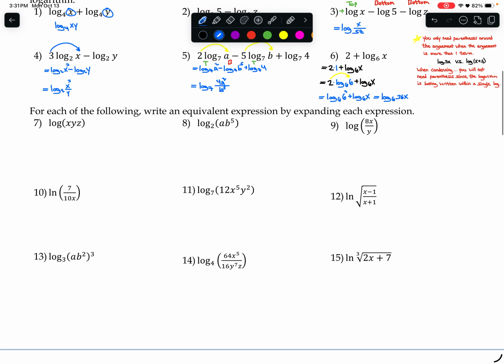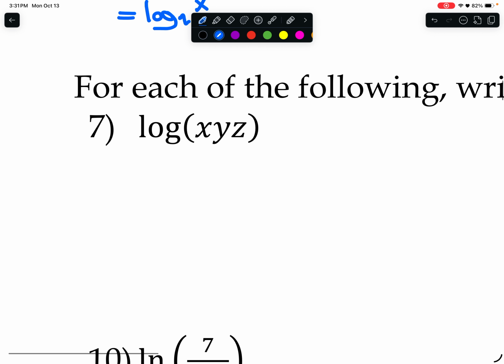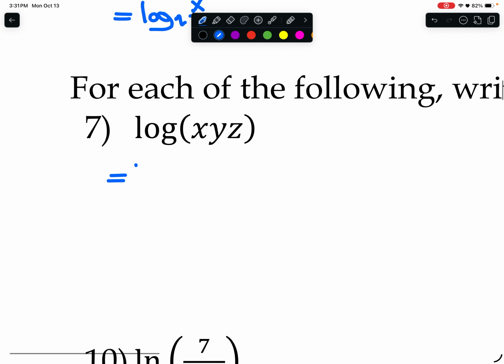So now we're going to expand the following logarithms. If they're being multiplied together in a single argument like this, we're going to add each of those individual terms together. So this would just turn into log of x plus log of y plus log of z.